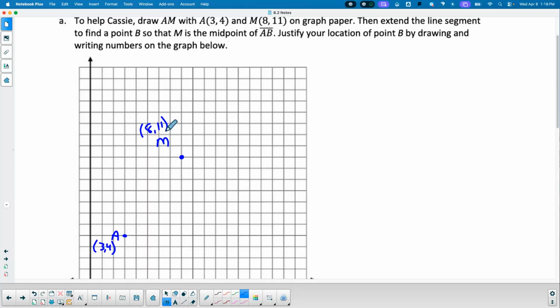So what do you know then, or how can we find B? You see what you guys can come up with on how to find B. So M is the midpoint of AB. We need to find B. Any ideas?